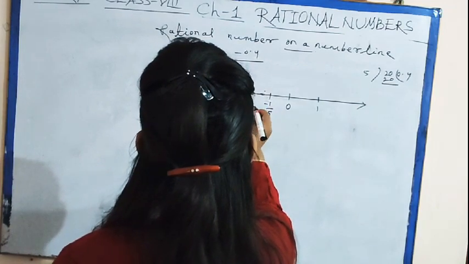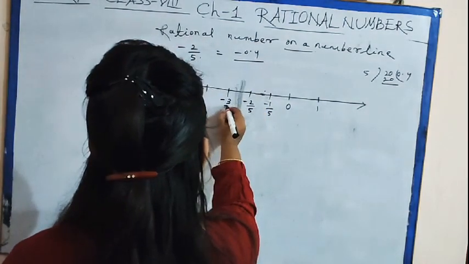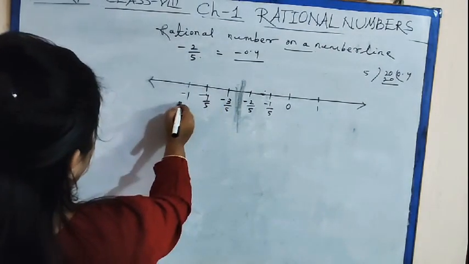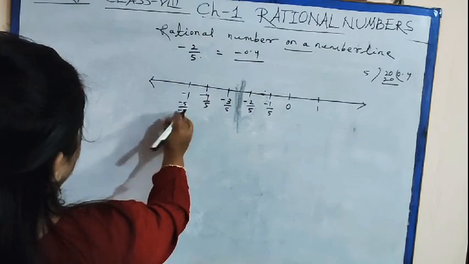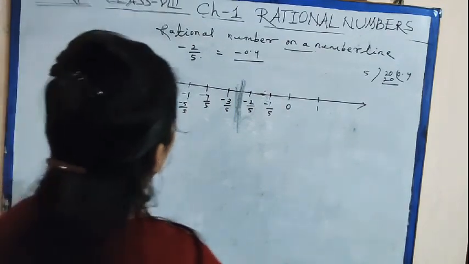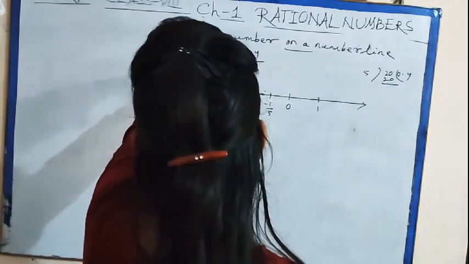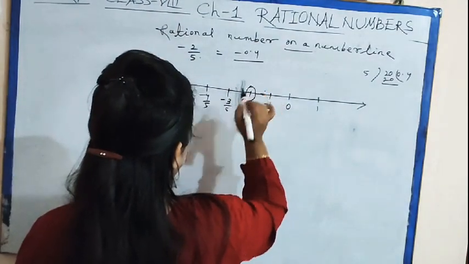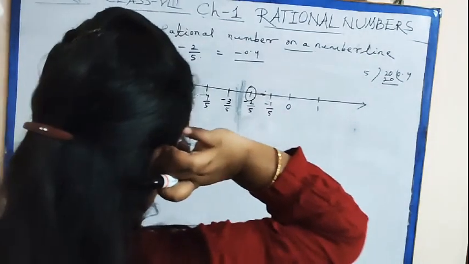This is minus 2 by 5. This is minus 3 by 5. Minus 4 by 5, and this is minus 5 by 5, that is equal to minus 1. Okay, so we have to represent the rational number minus 2 by 5. Where is minus 2 by 5?